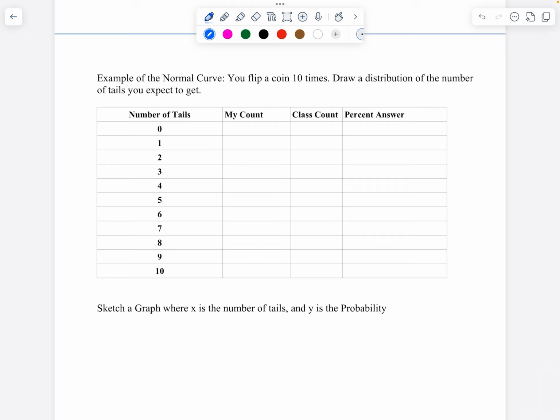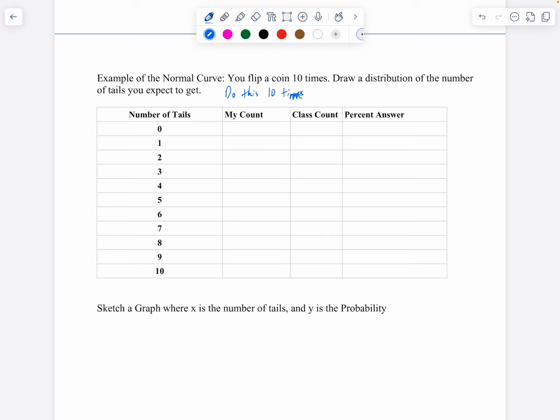All right, so what you're going to do is try out an experiment where you flip a coin 10 times, and then you're going to write out how many tails you get, okay? So our focus is on tails, and what it should say here is you flip a coin 10 times, and then do this 10 times, okay? So in total, you're going to flip a coin 100 times here in the next few minutes. So it's a pretty quick process.